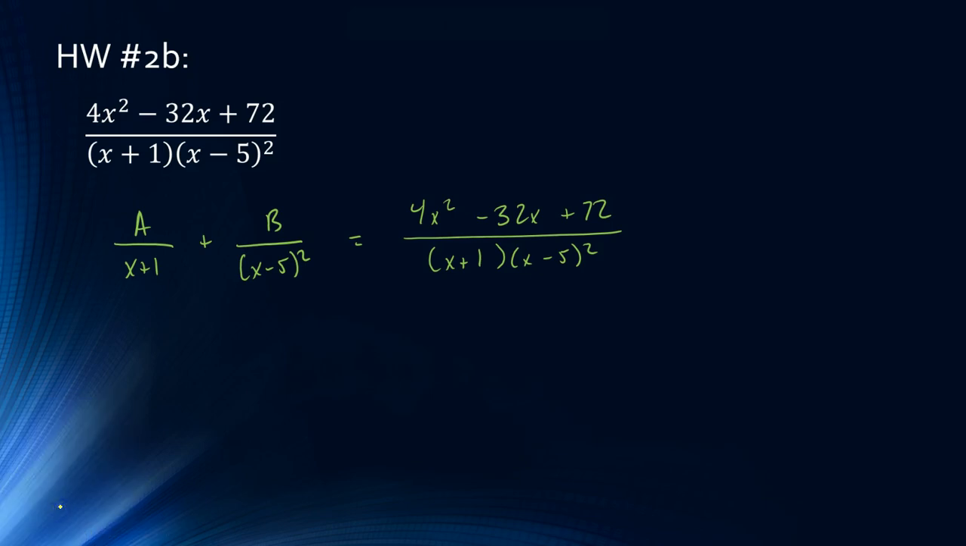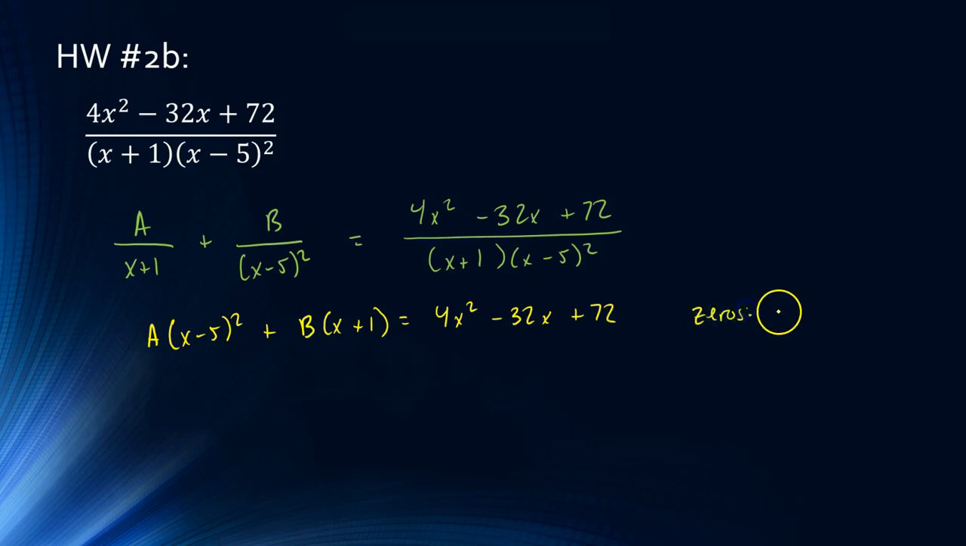From here, I'm just going to go through this one a little bit quicker. It's the same process. You multiply by the least common denominator, cross multiply, however you want to look at it. But you end up with a times x minus 5 quantity squared plus b times x plus 1, sorry. And then the right side would stay the same, just the numerator. And our zeros being a positive 5 and a negative 1. If we use 5, that's going to eliminate the first term because 5 minus 5 is 0. 0 squared is 0 times a, so we eliminate the a. For our b, 5 plus 1 is 6. We have 6b.